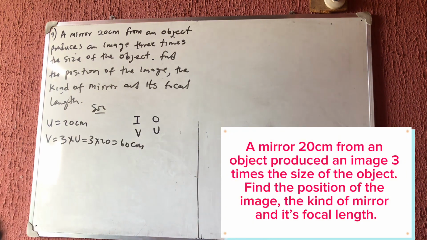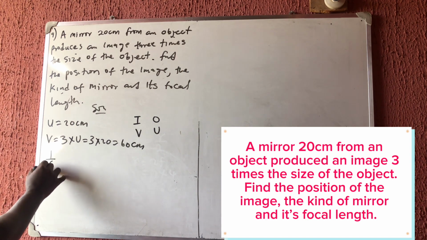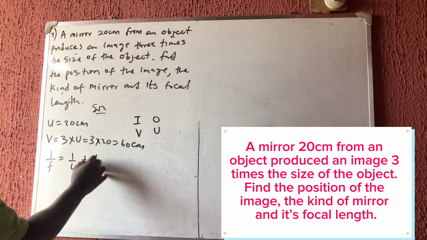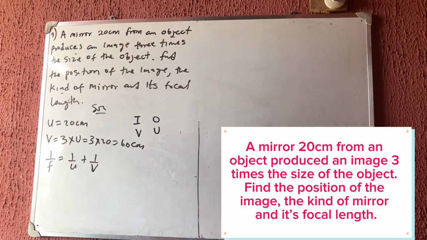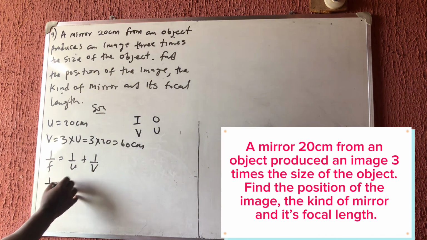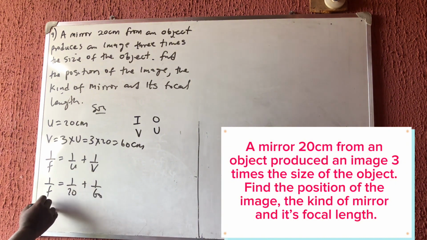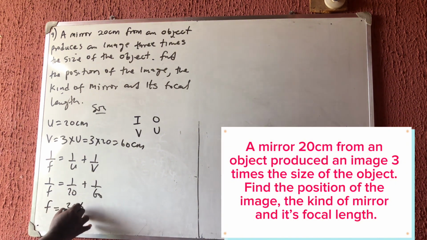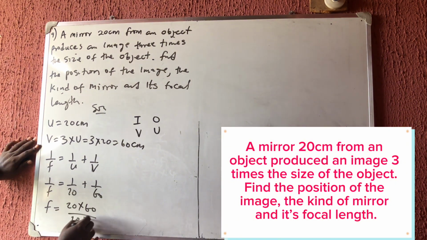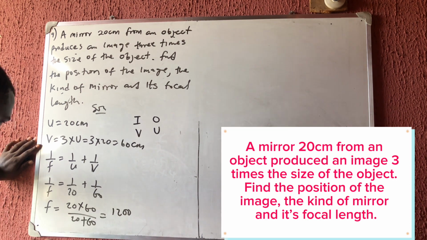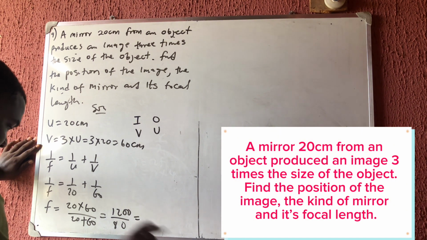Okay, so I know that 1 over my F is equal to 1 over U plus 1 over V. So therefore 1 over F is equal to 1 over 20 plus 1 over 60. So therefore, F itself will now be 20 times 60 all over 20 plus 60. So this is 1200 all over 80. I'm going to have 15, right?